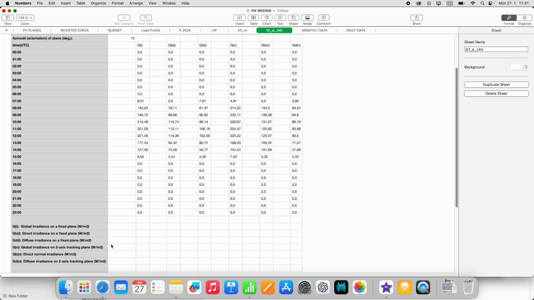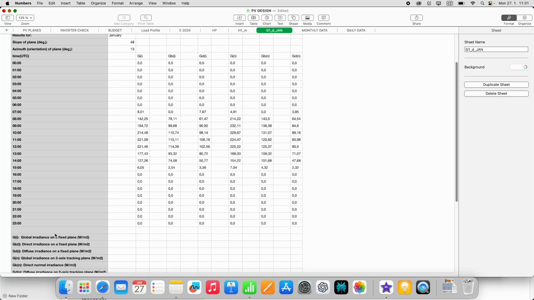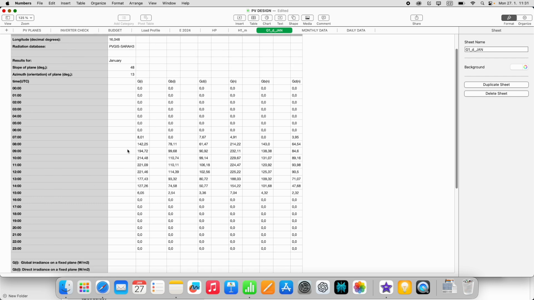So the direct irradiance is, well, pretty obvious. It's the irradiance that faces directly the plane, and the diffuse irradiance, what it means is actually irradiance that is reflected from other surfaces to the panel. And so we're going to use the global irradiance, which is the total value.